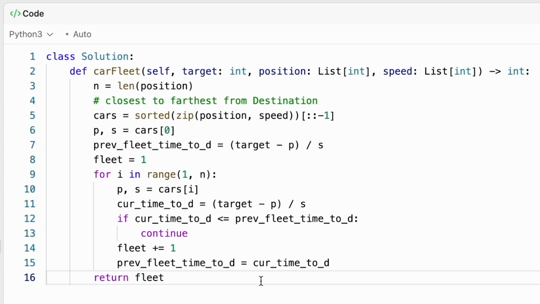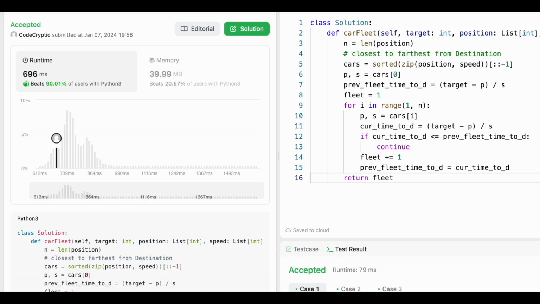Let's try to submit this code. And the submission goes through.